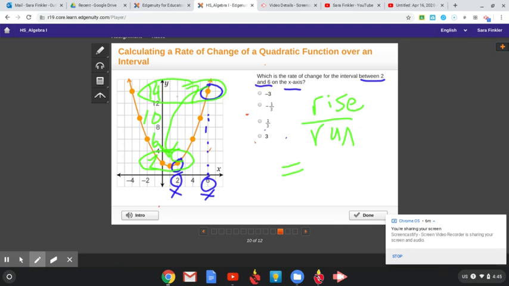Okay. And then you're going to go across. So you go up. And then the x-axis is counting by 1.